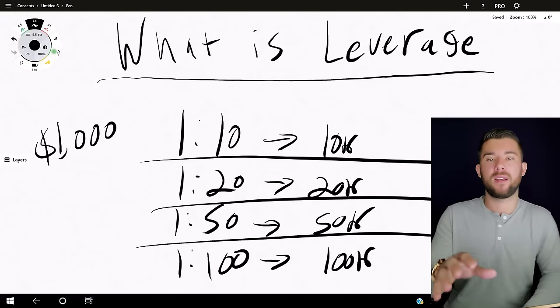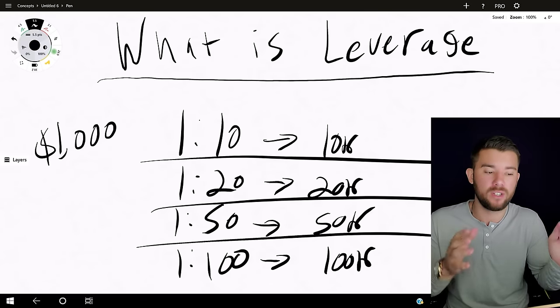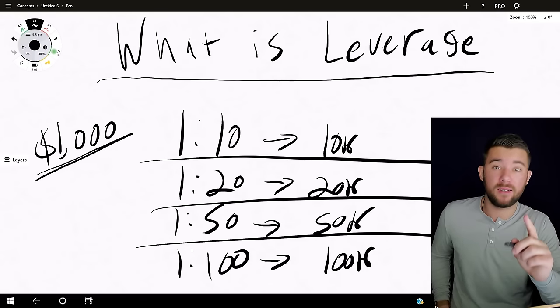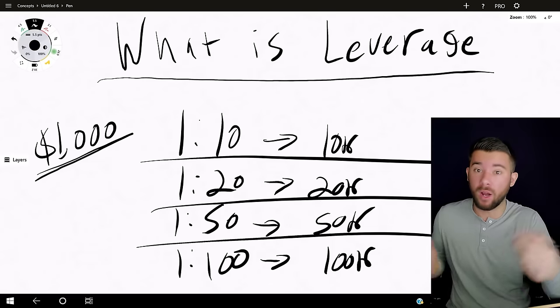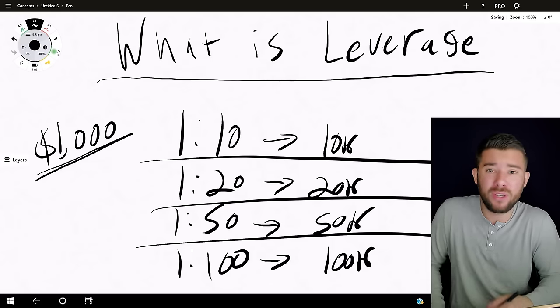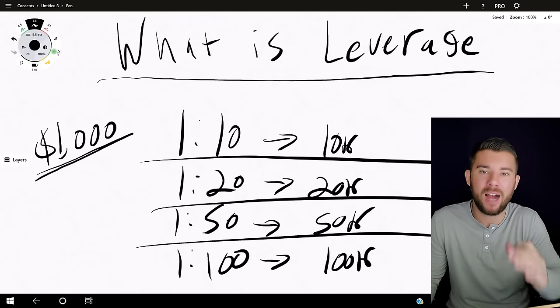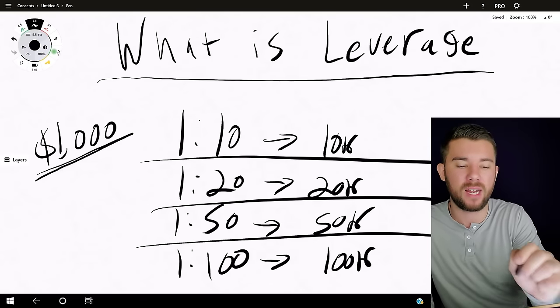Now, here is the reason most traders blow their entire accounts using leverage. Most traders say, I have a $1,000 account, but I have 10K in buying power. So what do I need to do? Obviously, I need to buy 10,000 units of the euro dollar and hope that it goes up. That's not how you want to use leverage. That is the worst way to use leverage. And let me help you understand why.